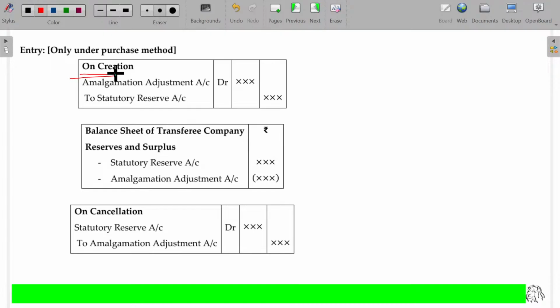That's a journal entry. And how will this appear in your balance sheet? Under reserves and surplus, statutory reserve will be shown in the inner column. Amalgamation adjustment account will be shown in the inner column in brackets. Ultimately, the value will be 0 only. A few years you have to retain it as per the legal requirement. After the legal requirement is fulfilled, later you need not show it. To reverse this, you can pass the reverse entry of this, so that the statutory reserve may be cancelled completely.